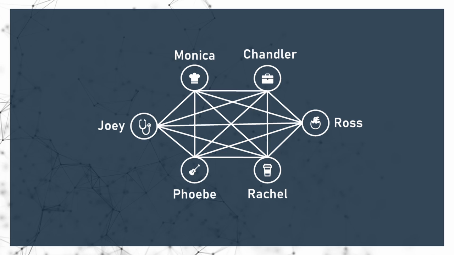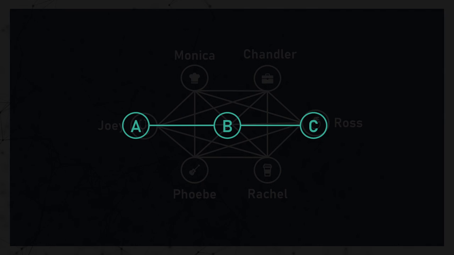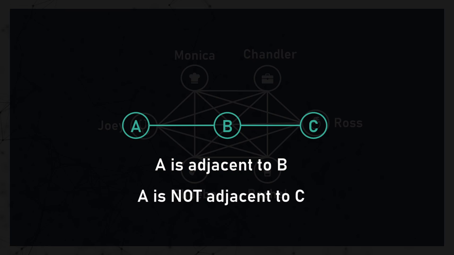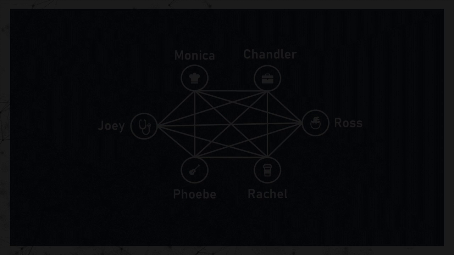Did you notice that in this graph, all the nodes are connected to each other? When a node is directly connected to another one, we say that they are adjacent. In the graph, Monica and Chandler are adjacent. Ross is adjacent to Rachel, and so on.